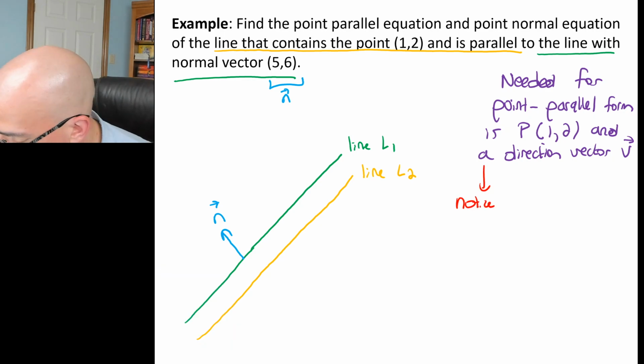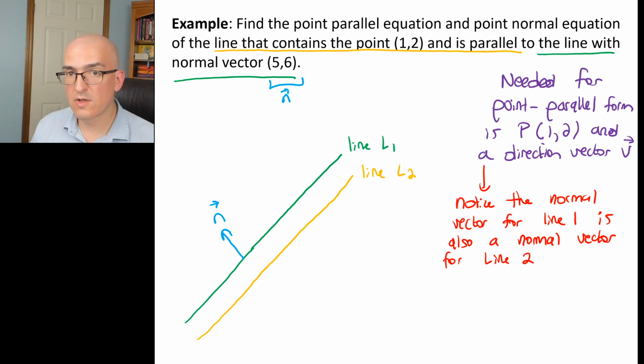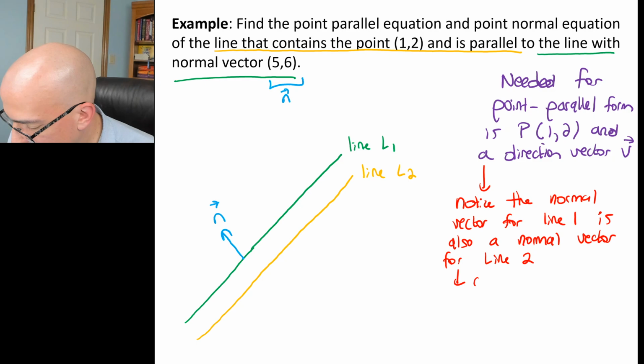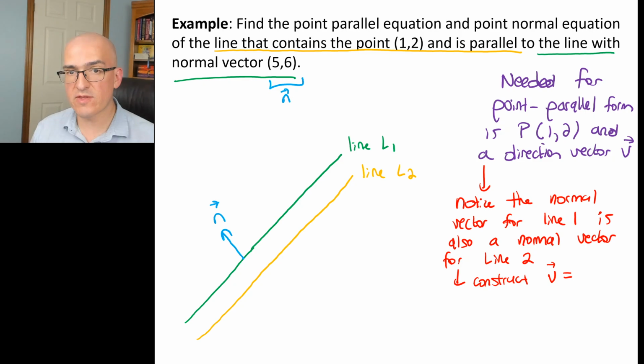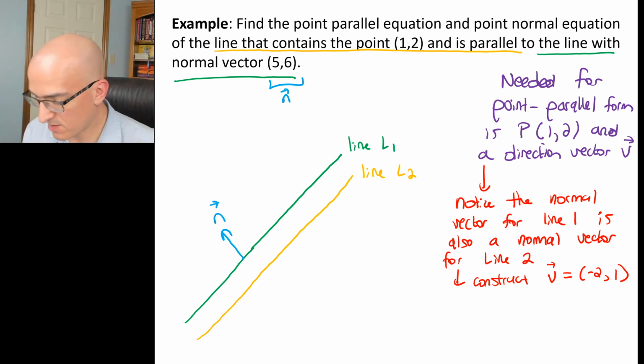But notice the normal vector for line 1 is also a normal vector for line 2. We can construct V by flipping the components and putting a minus sign in front of the other one. We just want a vector that's 90 degrees to the normal vector, which makes a direction vector. So negative 2, comma 1. And there we have it.